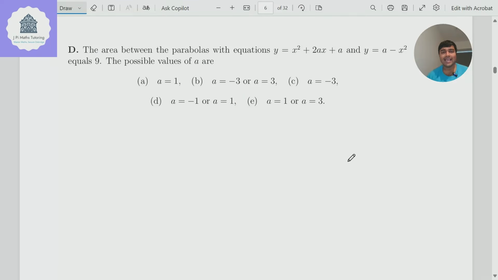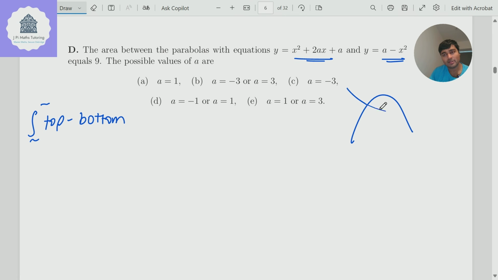Cool. Question D. The area between the parabolas with equation y equals x squared plus 2ax plus a and y equals a minus x squared equals 9. What are the possible values of a? Amazing. So we're finding the area between two curves. Remember, the rule is you're going to do the integral of the top curve minus the bottom curve. So here we've got a negative parabola and a positive parabola, so our picture might look something like this, and we're working out that area.